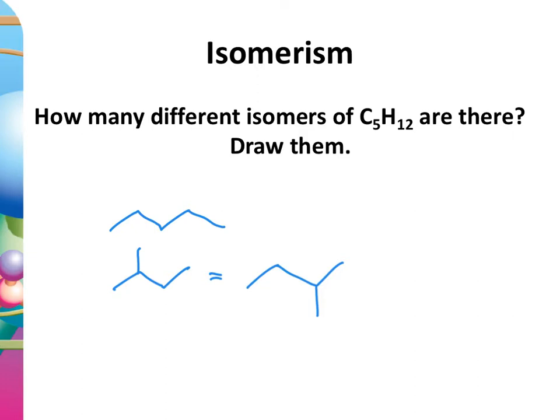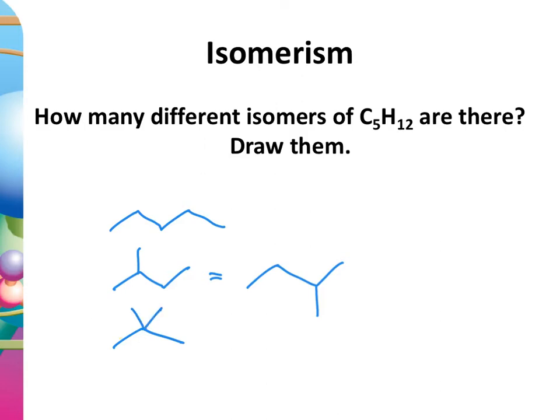So now I'm going to take it down to 3. So 1, 2, 3 carbons there. I can't put the branch at the ends, because that will just make it a 4 or a 5 carbon chain. So the branches have to go at the second carbon, and both of the branches will have to go there.